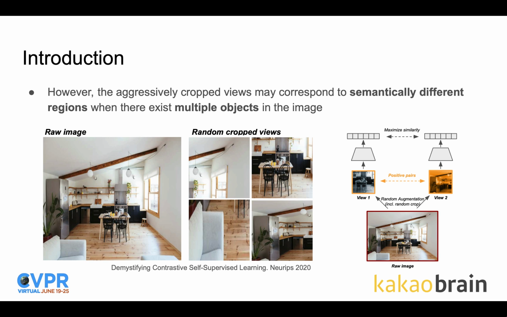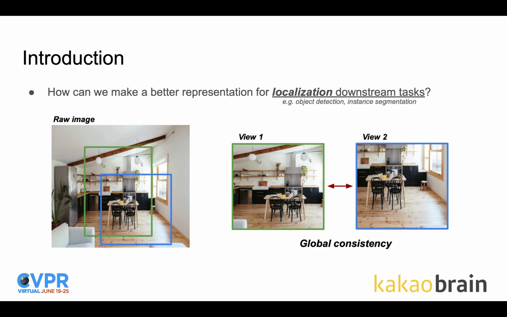However, considering multi-object images for localization tasks, the crop views may come from semantically different regions, and it can lead the model to learn a spatially insensitive representation. The question we would like to answer is, can we make a better representation for localization tasks by avoiding this undesirable positive pairing?